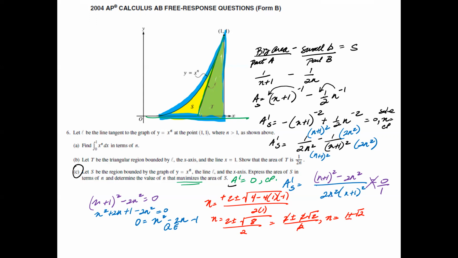So as I look at this here, this is your critical point. It's asking you for the value of n that maximizes the area. And you can go ahead and say n is equal to 1 plus the square root of 2 is the critical point that maximizes the area of S. And that is your answer.